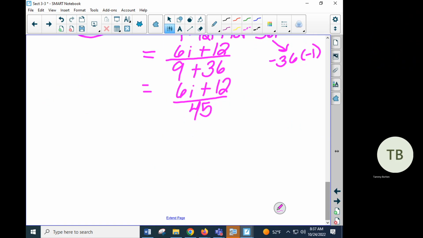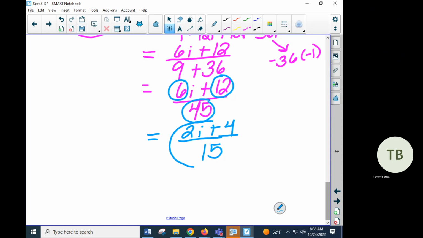And again, if you left it like this, it's not the end of the world. But if you look at these 3 numbers right here and check, is there a number that divides evenly into all of them? 3 does. So you could say 6i divided by 3 is 2i, 12 divided by 3 is 4, and 45 divided by 3 is 15. But a number would have to go into all 3 of them to be able to do that.